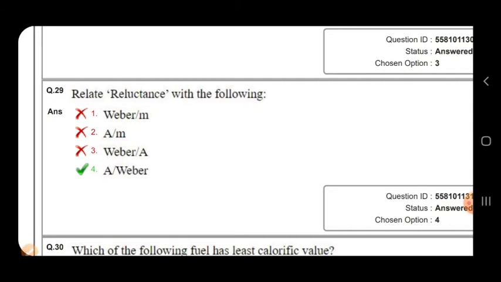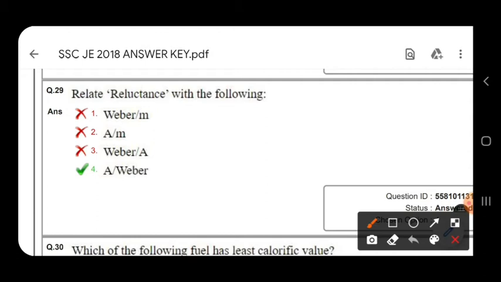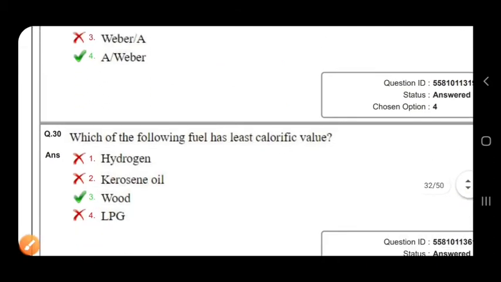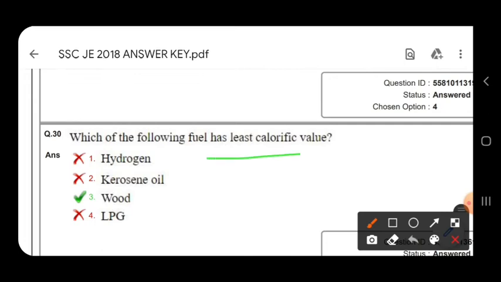Relate reluctance in the following. Reluctance is basically mmf upon flux, and the unit is ampere per Weber. Very simple. Which of the following fuels has the least calorific value? The least calorific value is wood, and the highest is hydrogen.